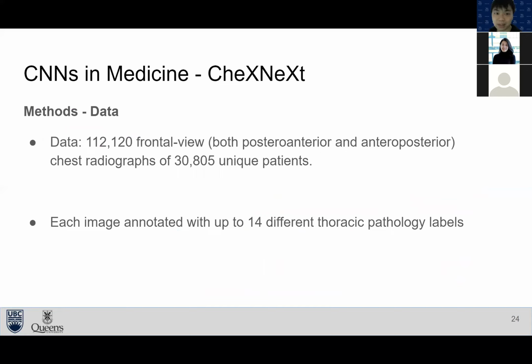So I'll just go over the main results. They have over 100,000 posterior-anterior X-rays of over 30,000 patients. So this is an amazing sample size. This is Nature or New England Journal of Medicine level sample size. And each image has 1 of 14 thoracic pathologies like empyema, consolidation, pneumothorax, I think.